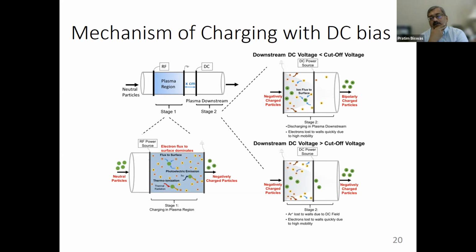Or I remove only a small fraction of the positive ions, but above the cutoff voltage, most of the positive ions are very effectively removed. As a result, a larger concentration of particles with negative charges leave our system. And once I have a charged system, depending on what I want to do with these, just trap them, collect them. A simple conventional ESP is going to work well. So this is the subject of this paper, to enhance charging with the DC bias.